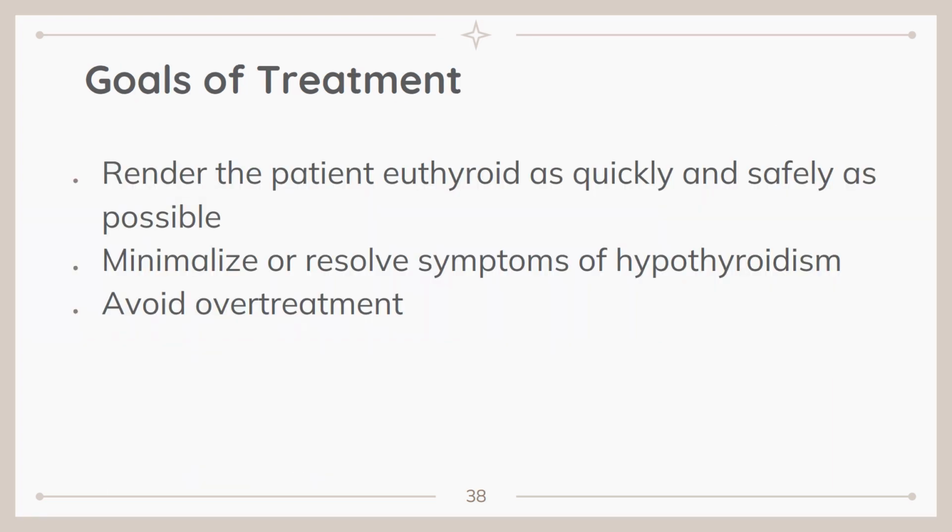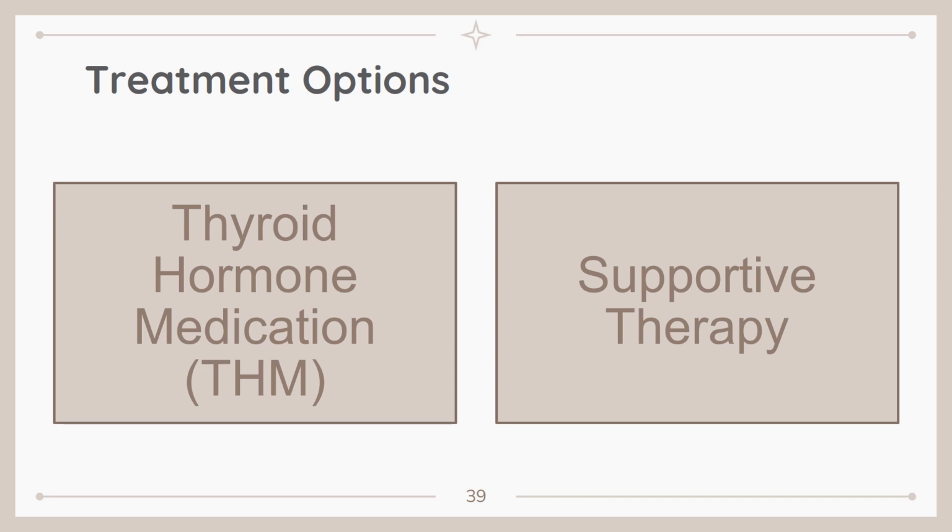The goals of treatment for hypothyroidism are very similar to hyperthyroidism, in which we want to quickly and safely achieve euthyroid as possible. We also want to minimize the symptoms of hypothyroidism and then avoid overtreatment, which could lead to hyperthyroidism. There are fewer treatment options, but they are more studied compared to the other state. So one of the treatment options is thyroid hormone medications and then supportive therapy.